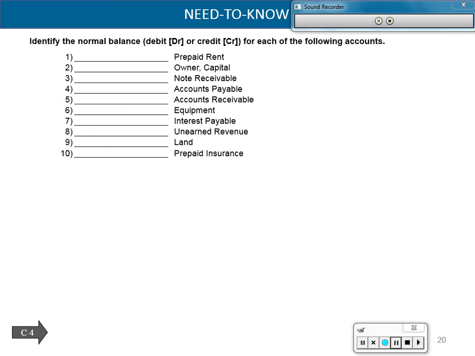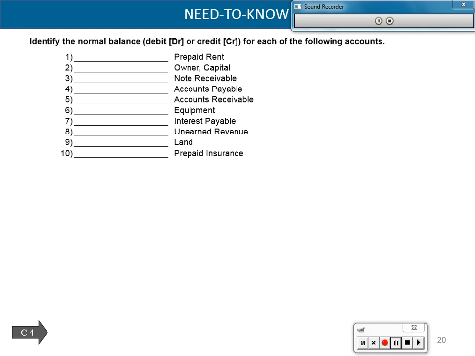All right, so help me here. So you should know this by now. Prepaid rent, you told me was a what? Which means what side does it increase? Normal balance is the DR or debit side? Debit. Okay, capital? Debit. Credit. Oh, no, credit. Notes receivable. Debit. Debit because it is a receivable. Asset. Accounts payable. Credit because it is a liability.